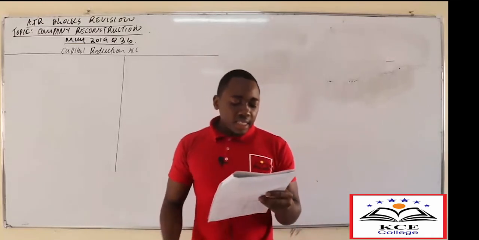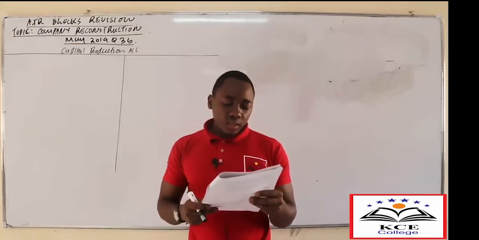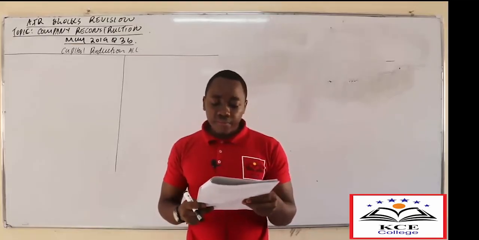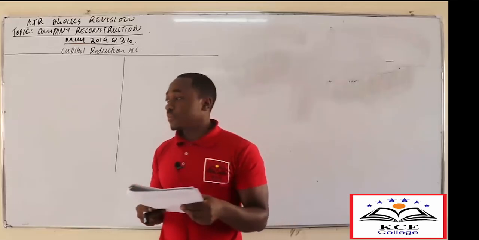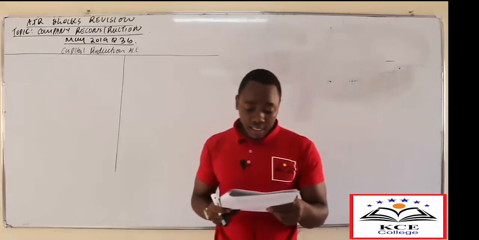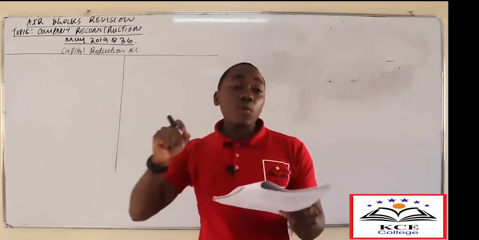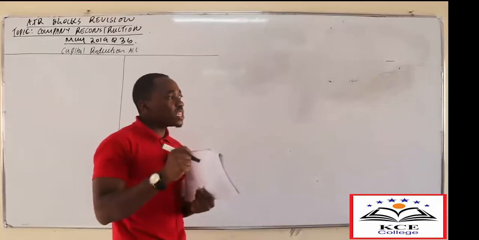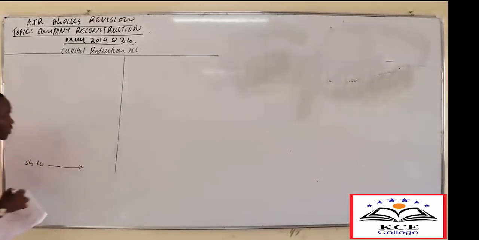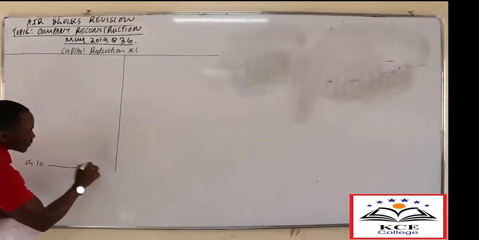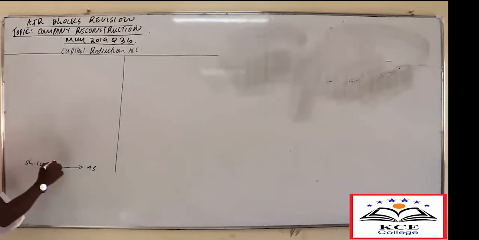Number 1, each equity share is to be designated as a share of 4.5. So how much was the par value per share? It was 10. It is to be written down to 4.5. So that means every share that had a par value of shillings 10 should be written down to 4.5. That means there is a loss per share of how much? 5.5. So how do you account for that?